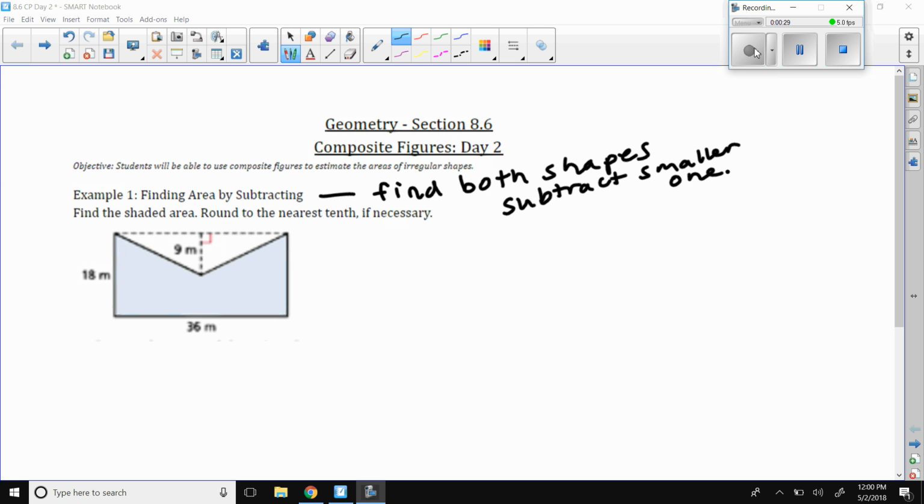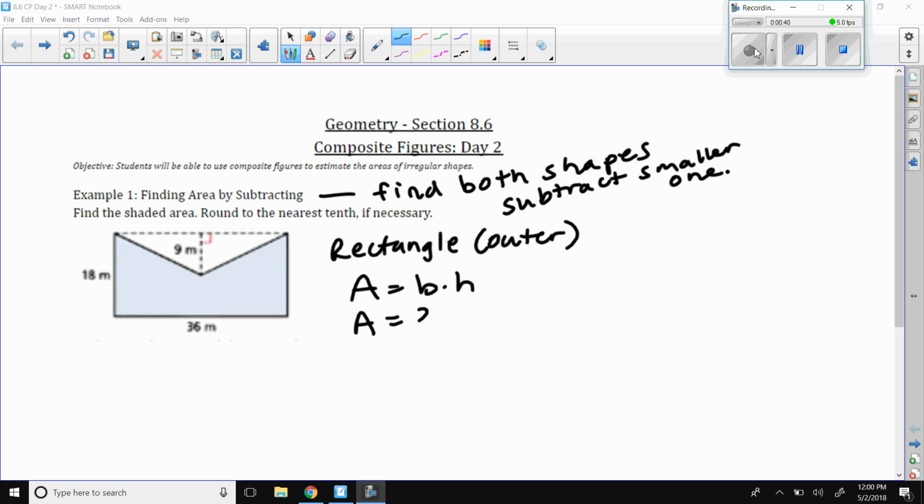So the first shape that I see is a rectangle. That's my outer shape. So I can find the area of that, the base times the height, which is going to give me 36 times 18, which equals 648 meters squared.